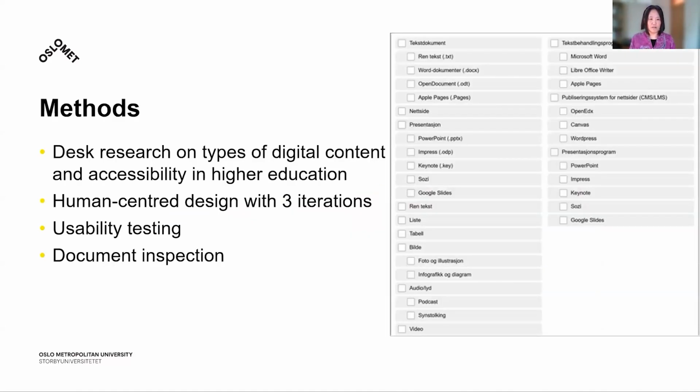So for this research, first we did desktop research on the type of digital content and the accessibility in higher education, like what kind of content they are and what accessibility challenges. So we made a list of elements in the digital content. And then we used the human-centered design approach in 3 iterations involving colleagues, both faculty and administrative staff. Usability testing was conducted, and in the end, we did a document inspection.